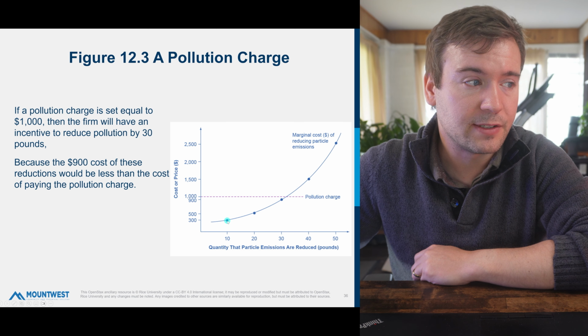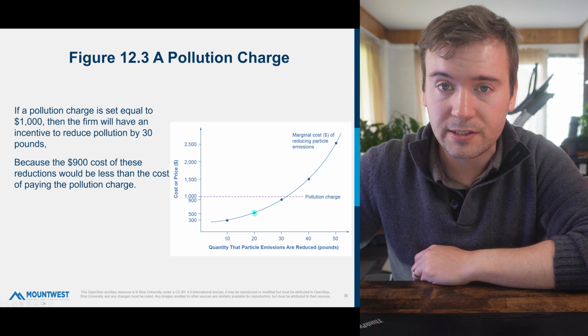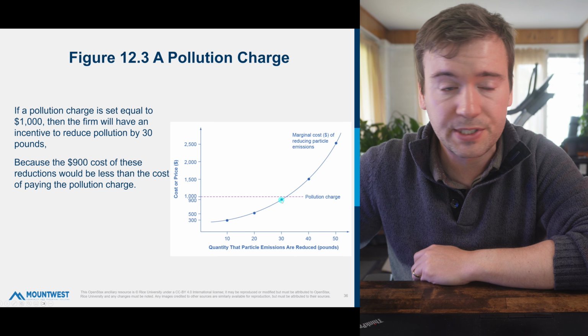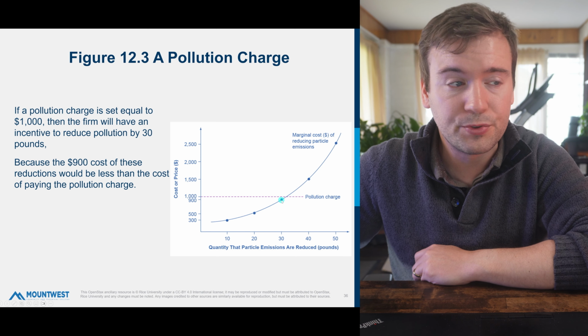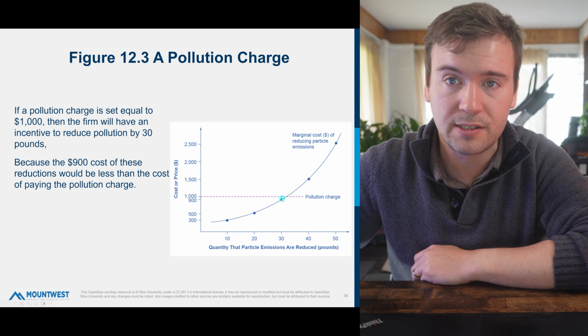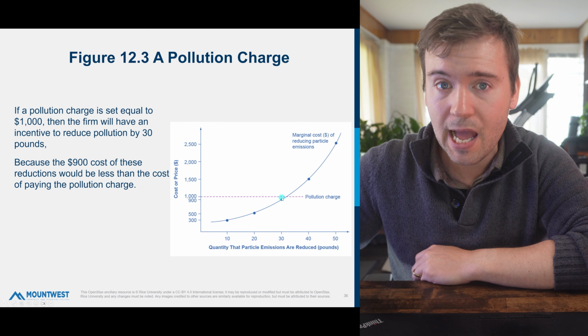The first 10 pounds, I'm going to make a lot of profit on this. I'm going to save a lot of money. The next 10 pounds up to 20, I'm still making quite a substantial amount of profit. But even up to 30, I'm better off reducing pollution. It's going to cost me less, marginally, to reduce 30 pounds of pollution than it would for me to pay the tax.